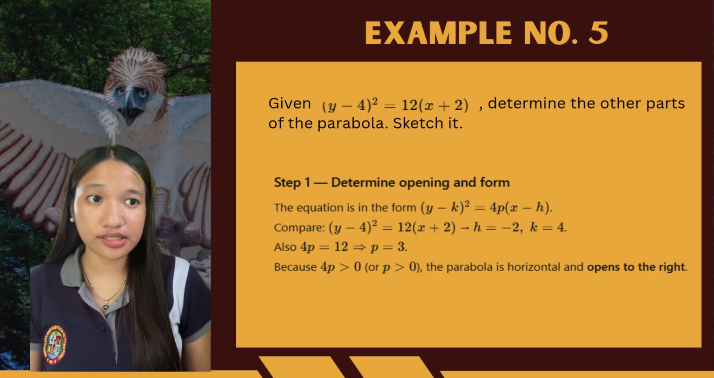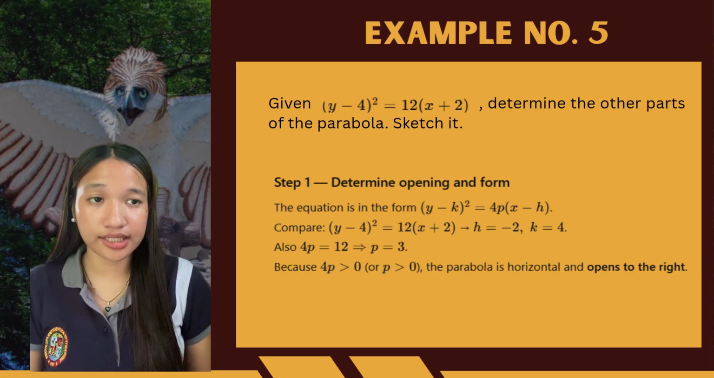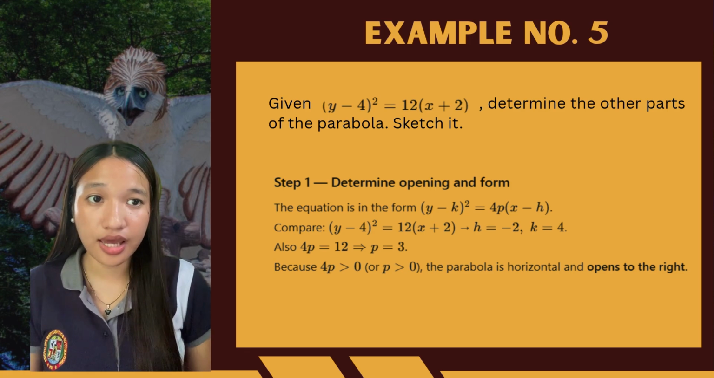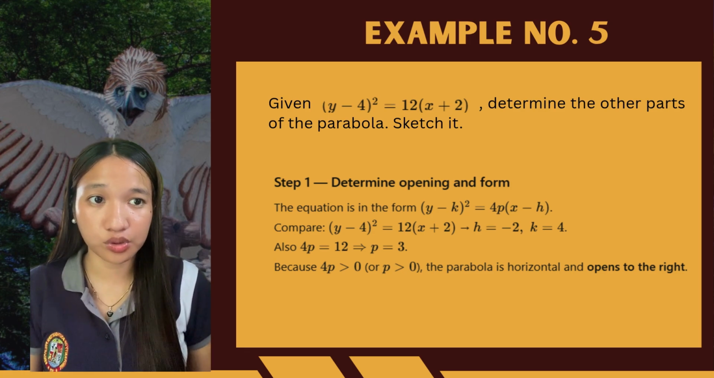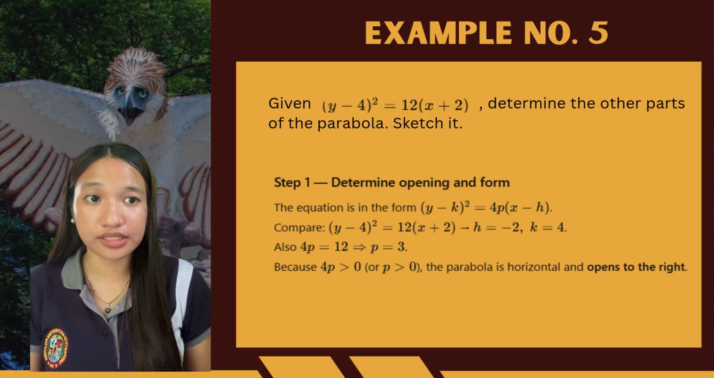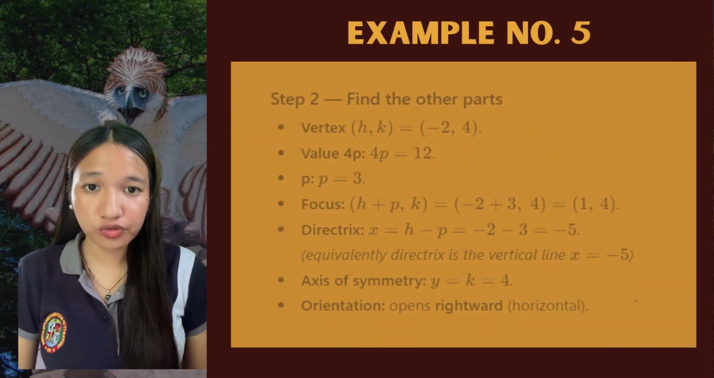Our h there is -2 and our k is 4. Also 4p is equal to 12. So 4p divided by 4 is equal to p, and 12 divided by 4 is equal to 3. Because 4p is greater than 0, or p is greater than 0, the parabola is horizontal and opens to the right. Step 2: find the other parts.